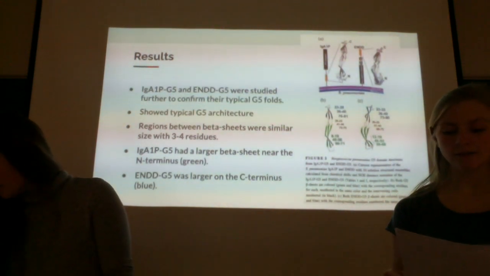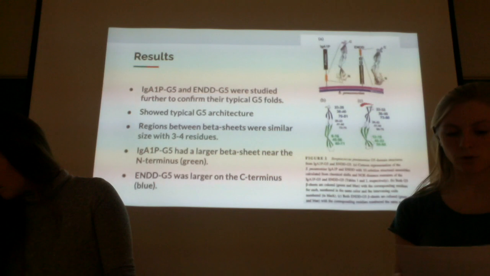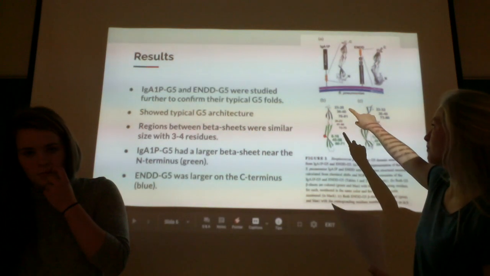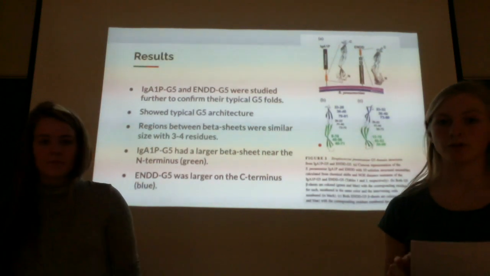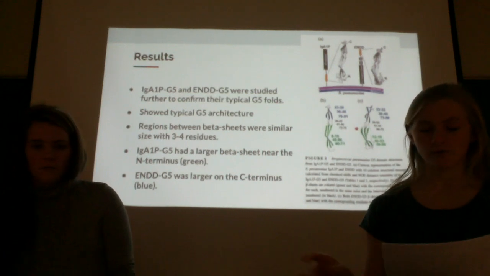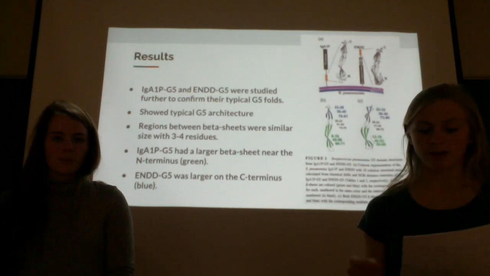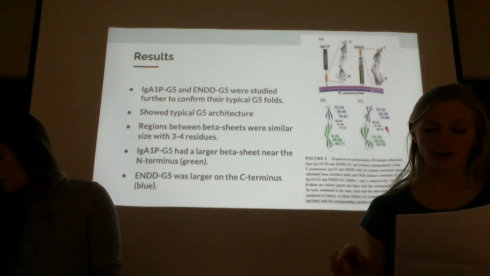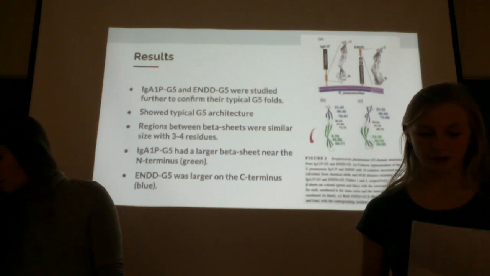The structure consists of 2 distinct beta sheets comprised of 3 beta strands each, with the 3rd strand woven between the 1st and the 2nd strands. That is seen, the two sheets are the blue on top and the green on the bottom. The connecting regions between the two sheets were also found to be similar, consisting of 3 to 4 amino acid residues for each protein. There were a few differences observed, particularly of interest. The ENDD had a larger beta sheet near the C terminus, and the IgA1P had a larger beta sheet near the N terminus.